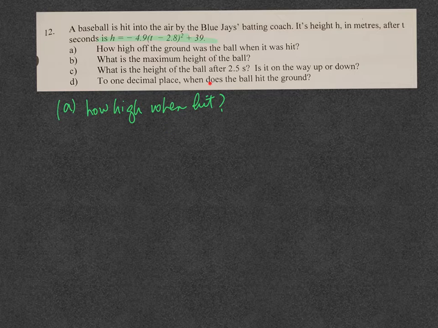So how high was it when it was hit? Now initially I was going to say, well, you need the c value if we had y equals ax squared plus bx plus c, but we don't. This is in vertex form, so this is actually giving me the vertex, 2.8 and 39. When it was hit, that means the time would equal 0. So I need to find the h value when time equals 0. I'm going to substitute t equals 0 into this equation and solve for h.